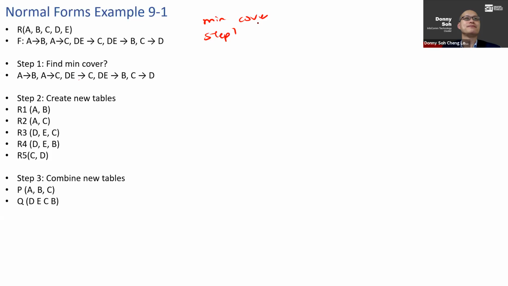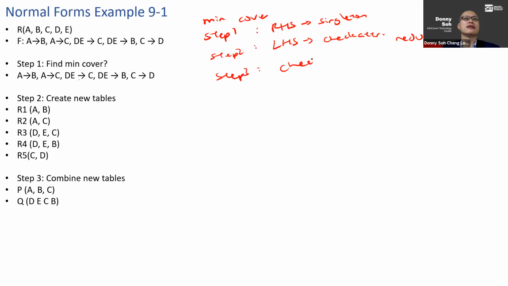Remember, for minimal cover, step one is on the right hand side, decompose to singleton. Step two, left hand side, check whether attributes are redundant or not. And step three is to check whether my FD is redundant or not. Okay, so these are the three steps. So assume that we have checked this, and we know that this is the minimal cover.